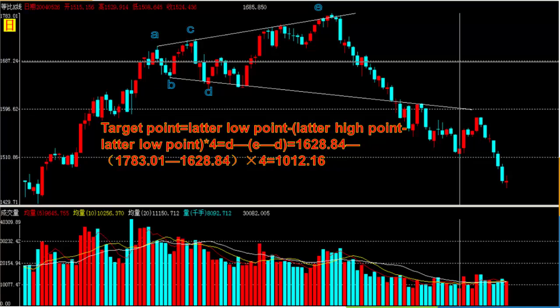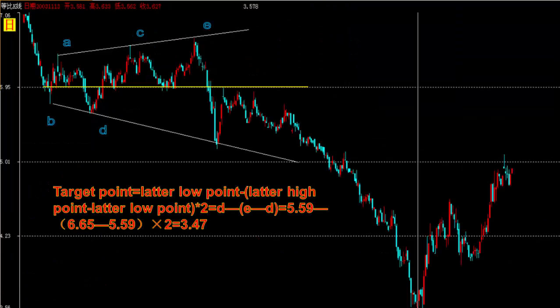We should know how to calculate the price D. So you know how to do that, right? So this is the formula. If you want to know where the target point, the target price is, you can use this formula to calculate, okay? So we see the next one.